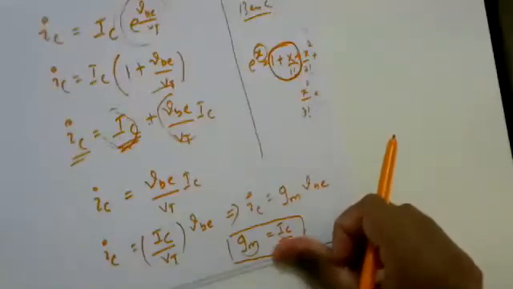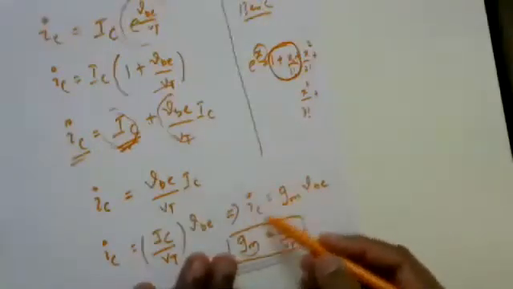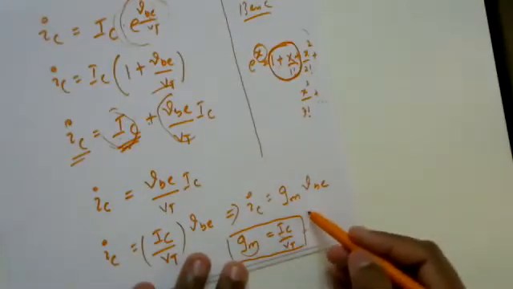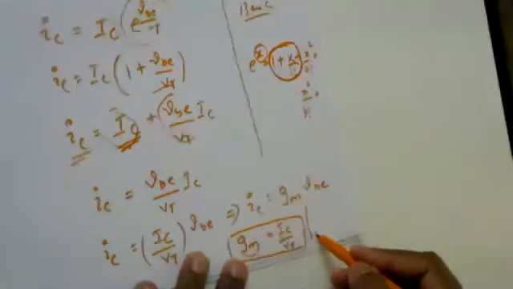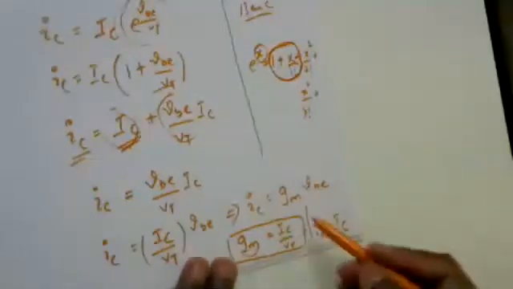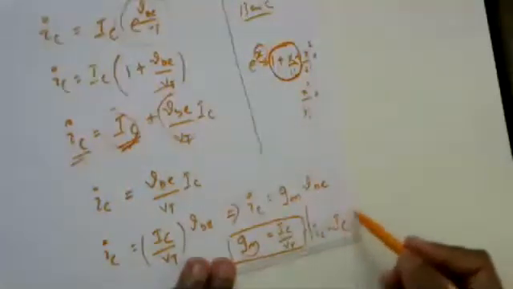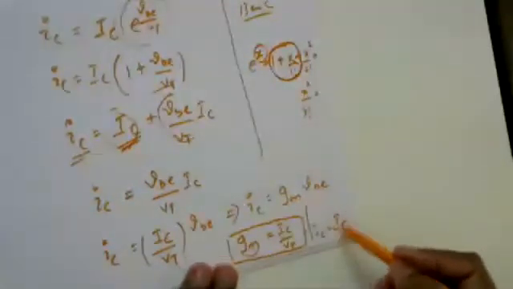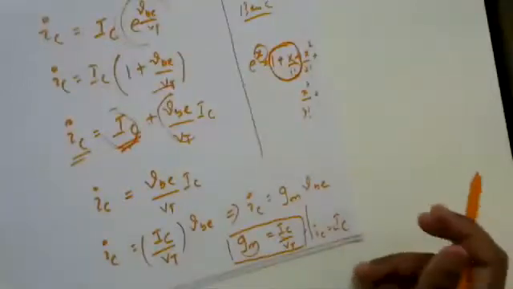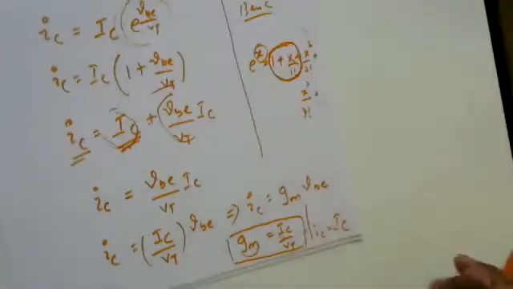So if I'm able to maintain this IC as a constant, if my small ic becomes equal to a constant DC value, capital IC, then I want to see how my circuit is going to respond.